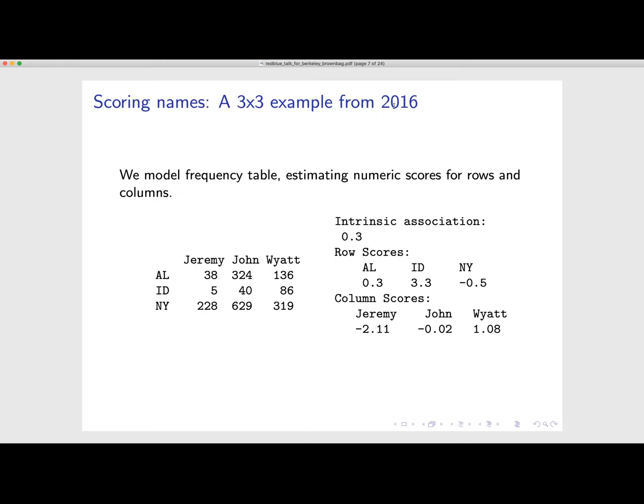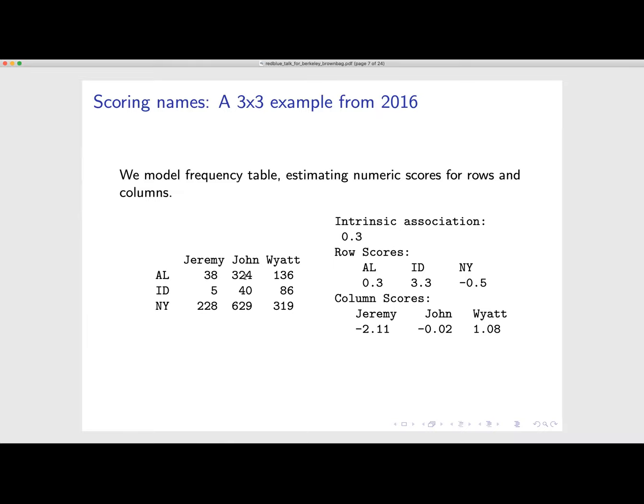And I just took three names. I don't know why I took these names. And I took three states. I don't know why I took these states, but I did. Okay, and so here we have a cross-classification. The number of boys named Jeremy born in Alabama in 2016 was 38. Named John was 324, named Wyatt was 136.